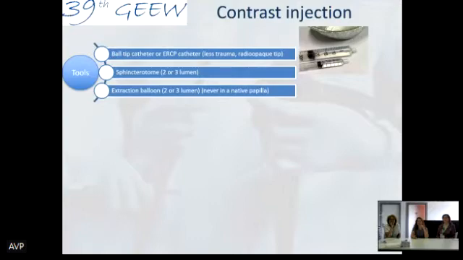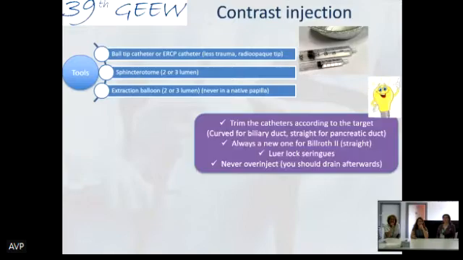And we can also catheterize with an extraction balloon, but of course we will not even imagine using that in a native papilla or in a patient with a previous sphincterotomy, because it's for a bigger instrument and it's very stiff. So there's 0% of success in doing that in a native papilla. So these are our tips and tricks here.